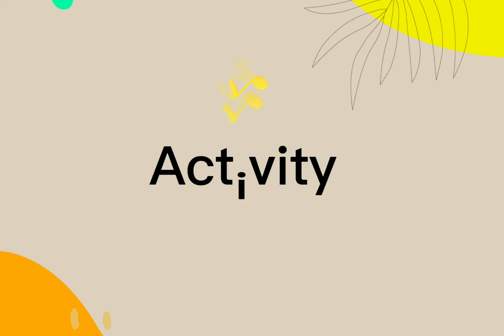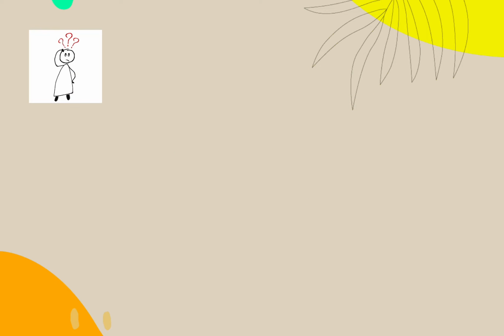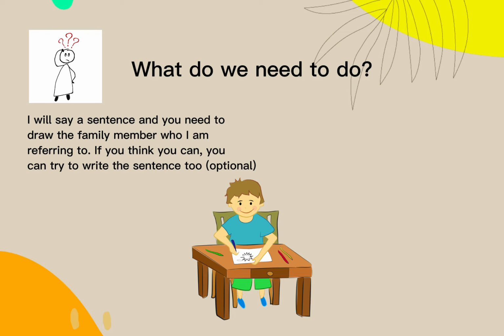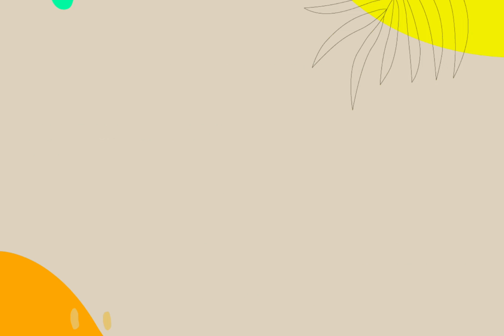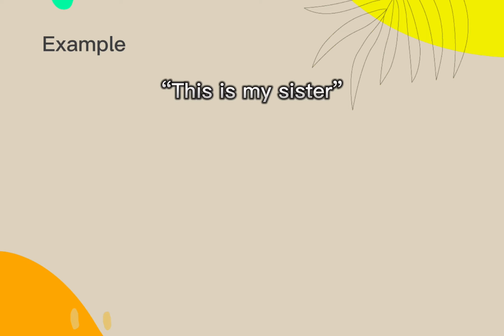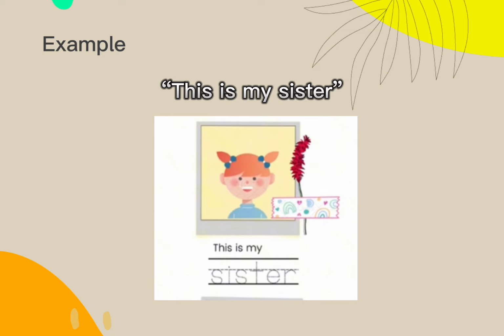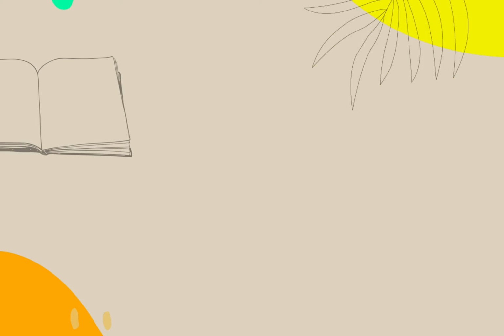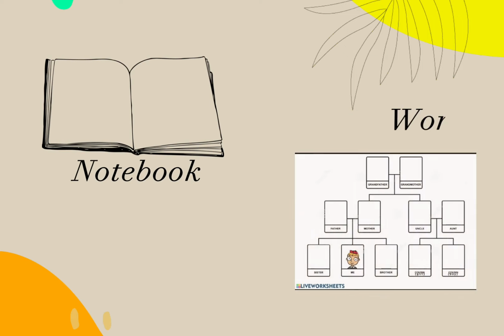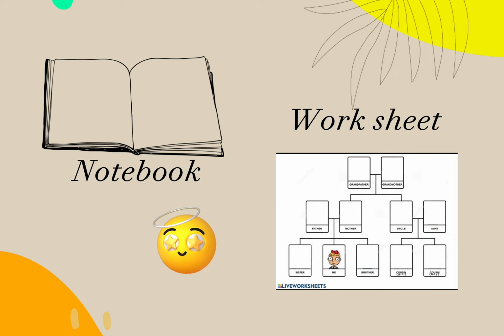Now it's time for you to do a little activity. What I'm going to do is say a sentence out loud, and you will need to draw the person that I'm talking about. I'm going to give you an example. If I say, "This is my sister," it would be great if you do something like this. You can do the activity on your notebook, or you can ask your parents or teacher to print the worksheet that I created and you can find on the link below.